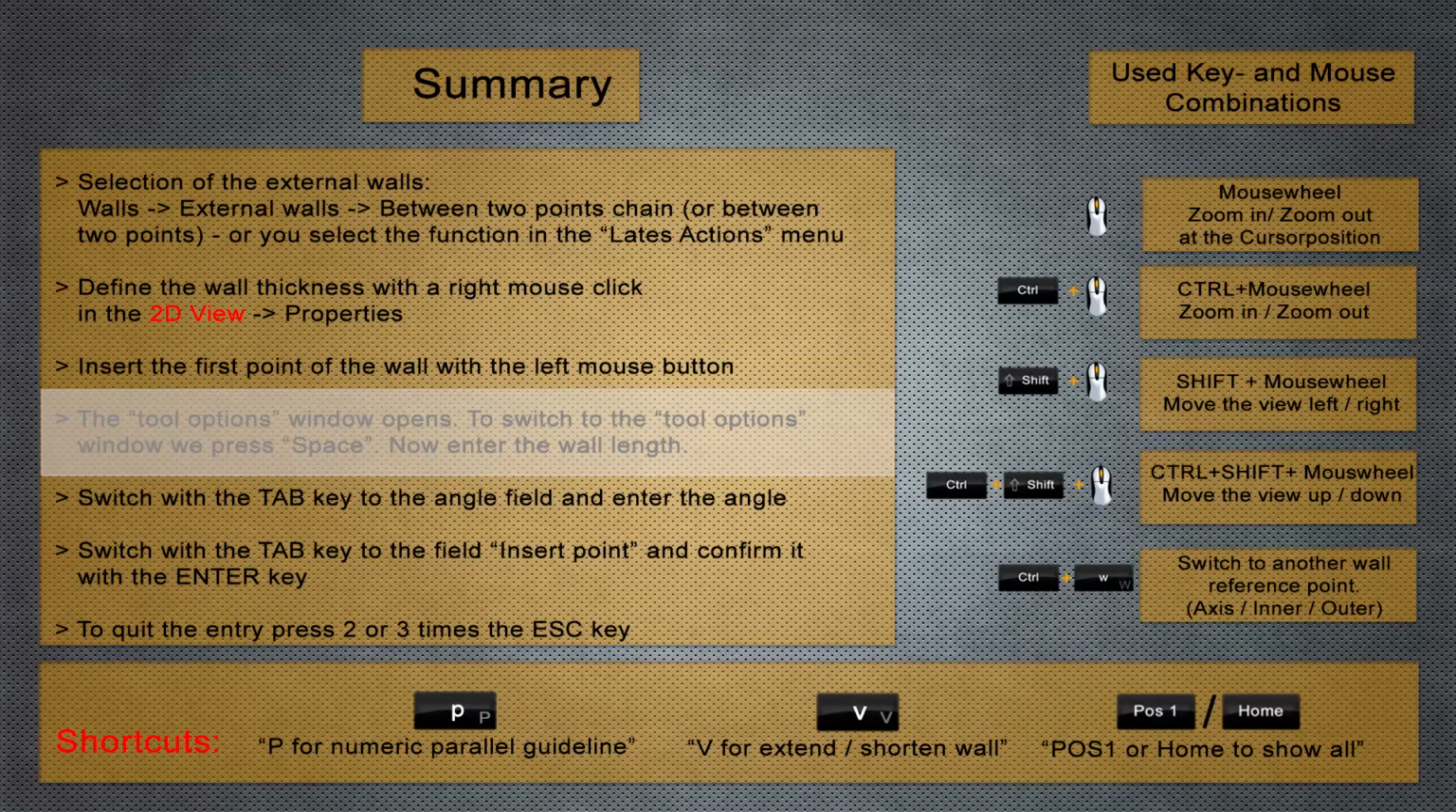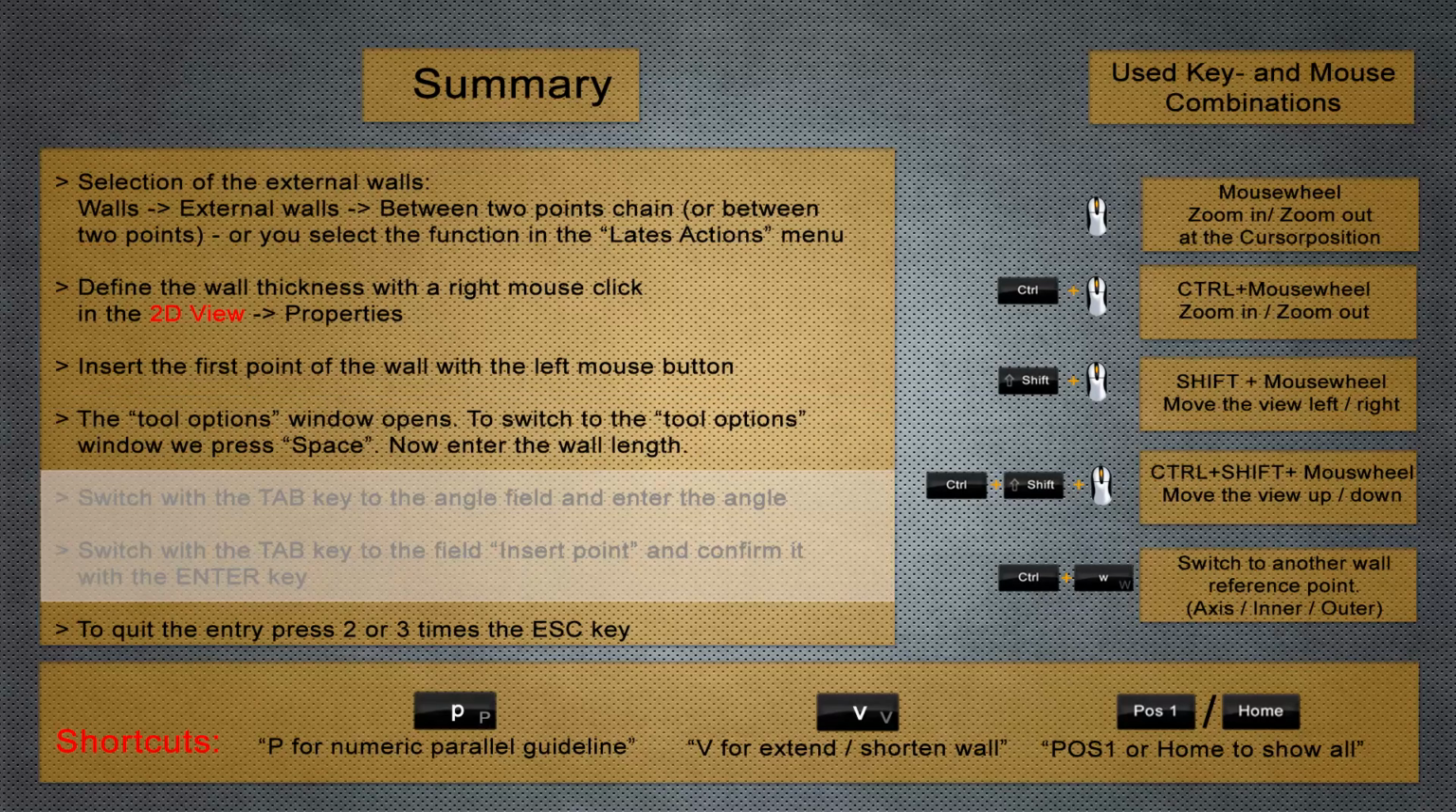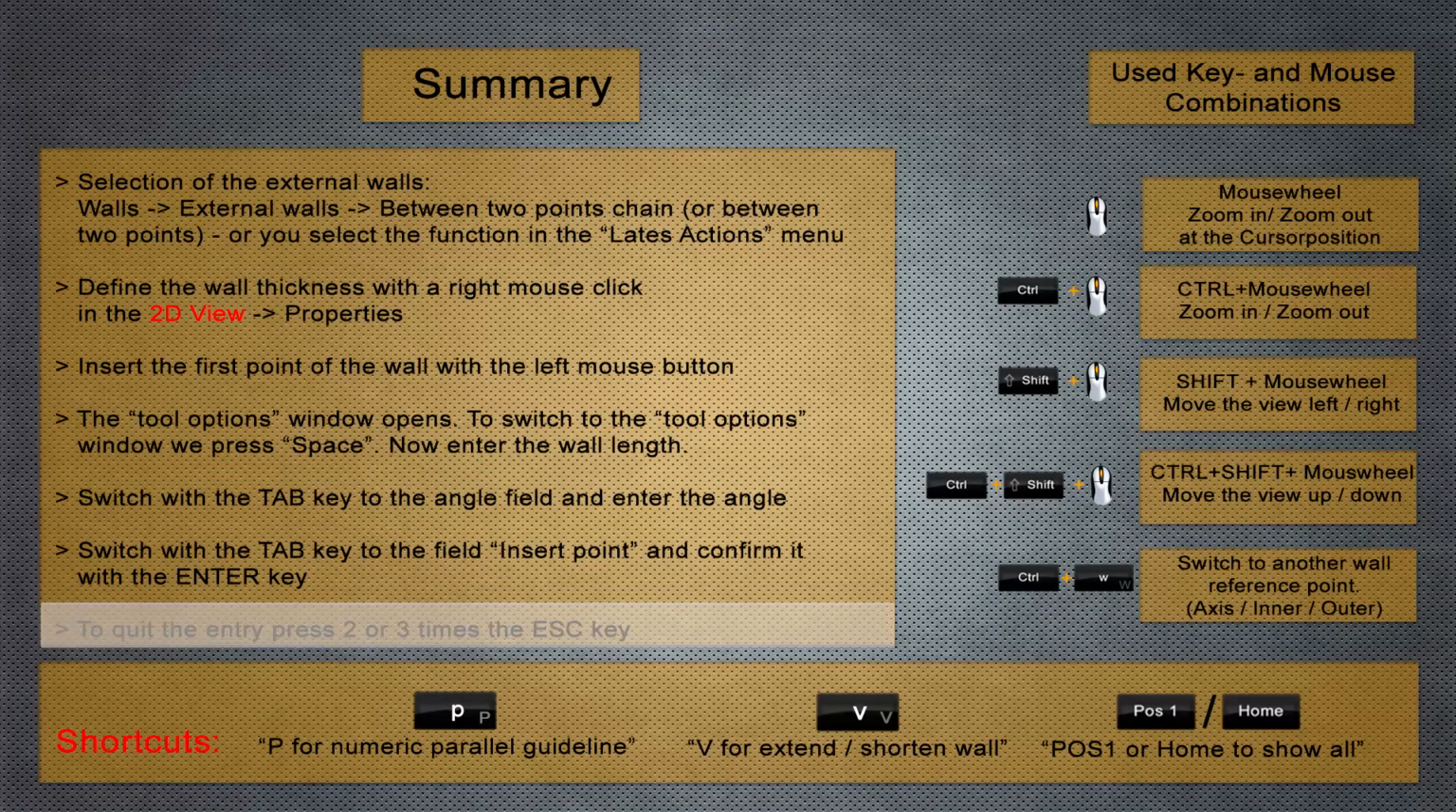Now we insert the first point of the wall with the left mouse button. After it, the Tool Options window opens. Here you can define the length and the angle. To switch between the single points, you can press the Tab key. To quit the entry, press 2 or 3 times the Escape key.